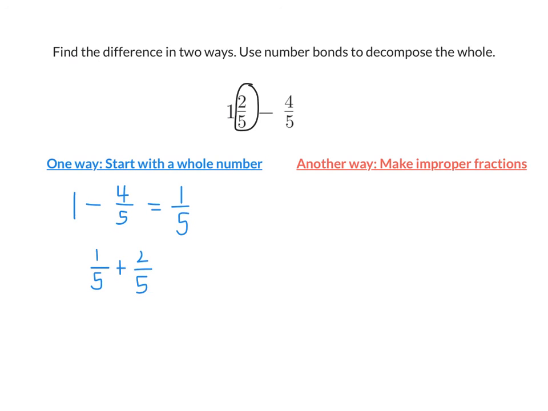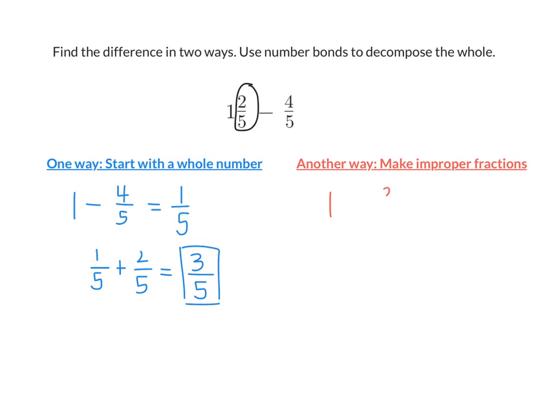Oh, can you picture a number line in your head? What's 1/5 plus 2/5? Everyone? 3/5. So my actual answer is going to be 3/5. So one way that we can handle subtraction problems when there's a mixed number is to take away the fraction part first, but then add it later. Okay. Another way is to make it into an improper fraction.